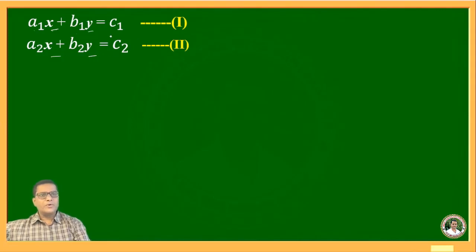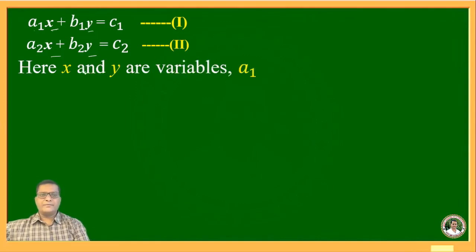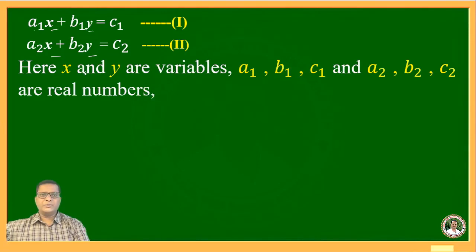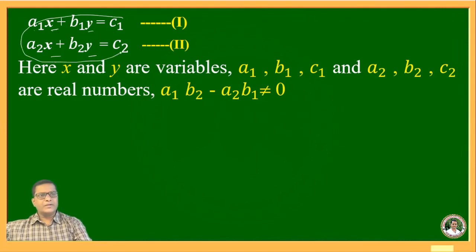Then how to write the values of D, that is the determinant, Dx and Dy, that we will see. Here x and y are variables. a1, b1, c1 and a2, b2, c2 are real numbers. a1b2 minus a2b1 is not equal to 0. By using this, we will write the value of D.